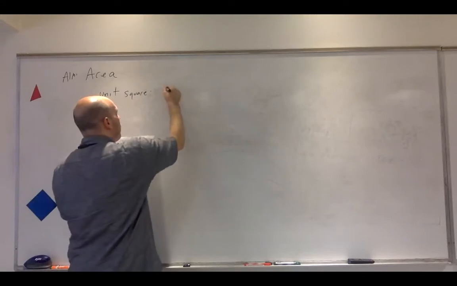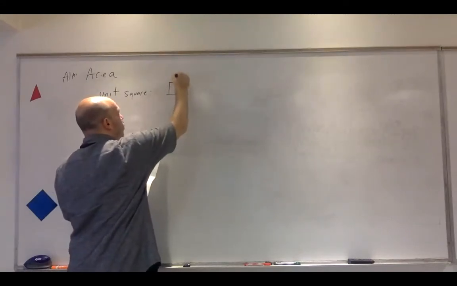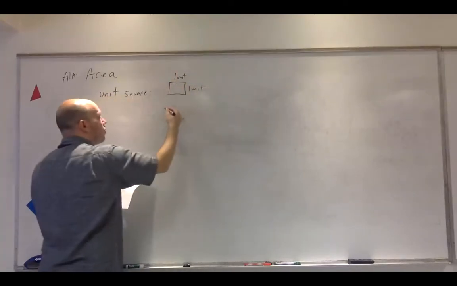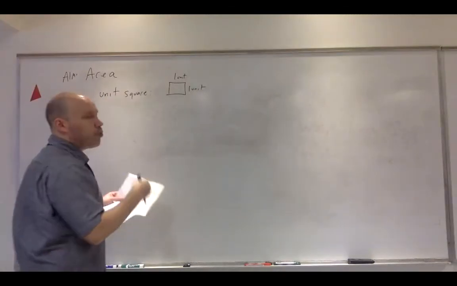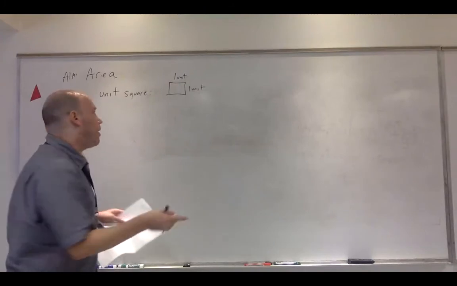A unit square is a square whose dimensions are 1 unit by 1 unit. For example, it's 1 unit by 1 unit. So maybe it's 1 centimeter by 1 centimeter, 1 foot by 1 foot, and that's a unit square.